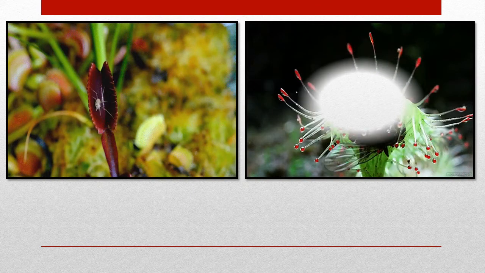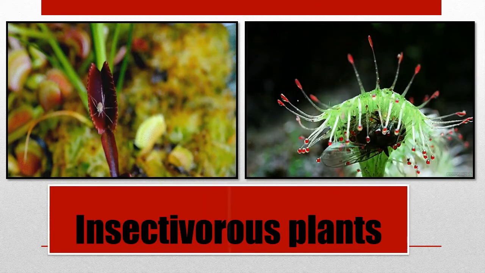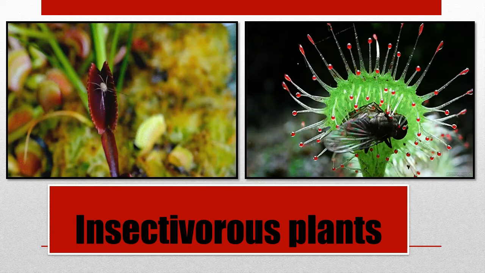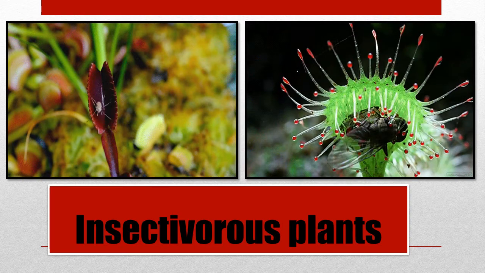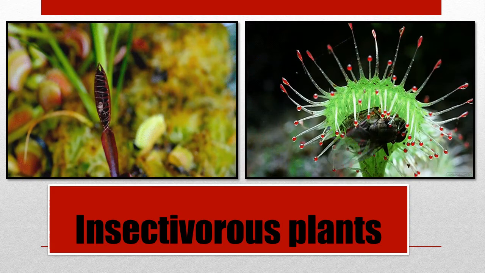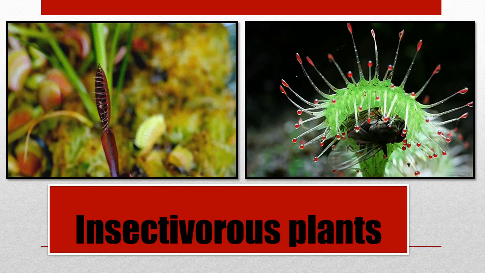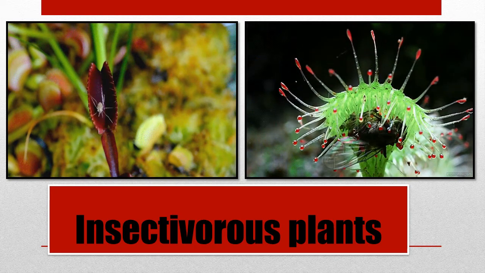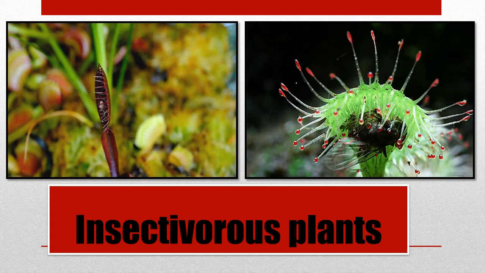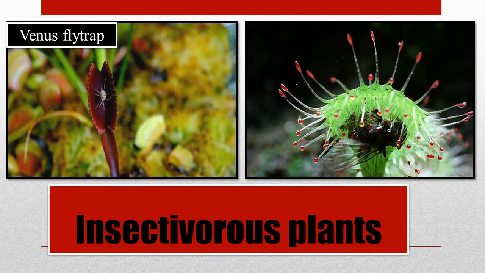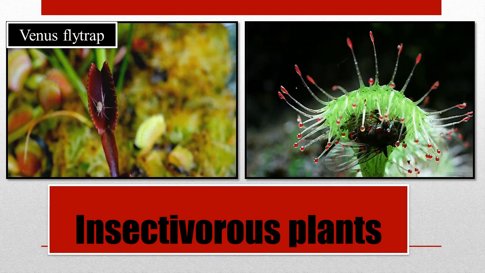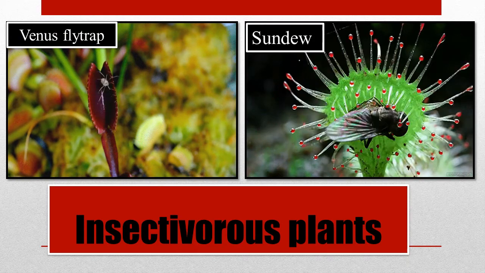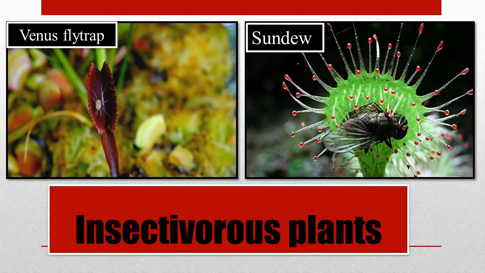Okay, so student, what is this? Is this a plant? Yes, this is a plant, and these plants are called insectivorous plants. You are looking at the slide and you can observe that these plants are ingesting or digesting insects. The first picture is the Venus flytrap plant, and the next type of plant is a sundew plant. So let's see what insectivorous plants are.